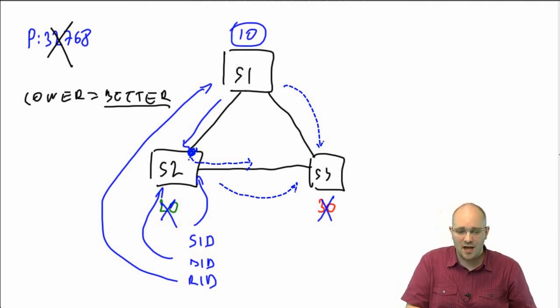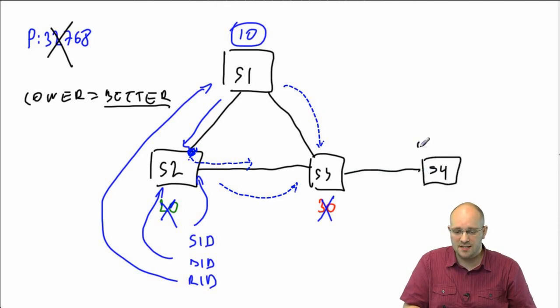But what happens if we add the fourth switch? Let's say switch 4 here, with the system MAC address that looks like this.